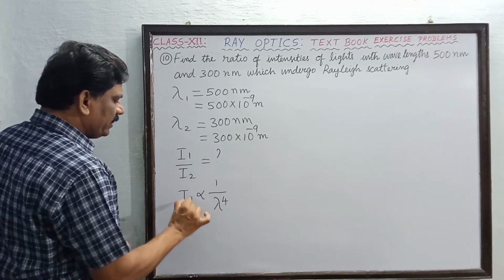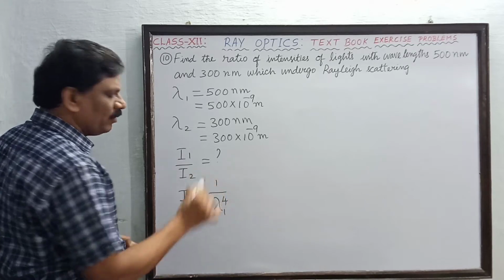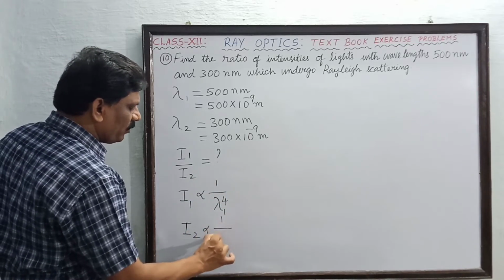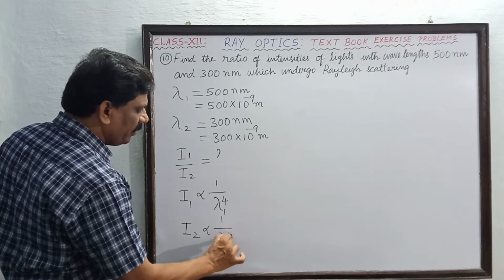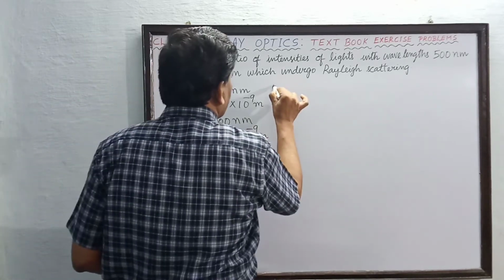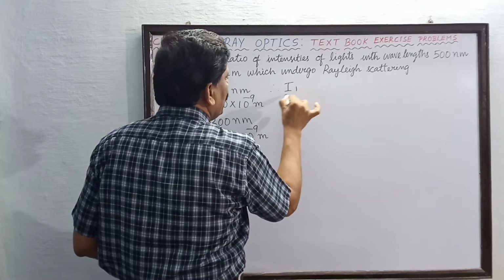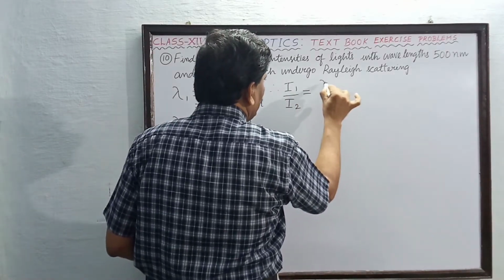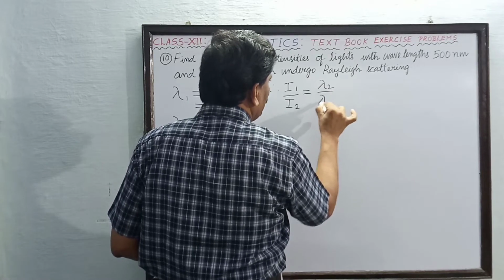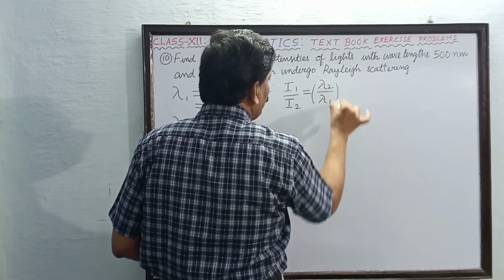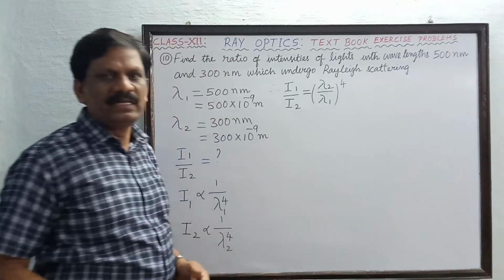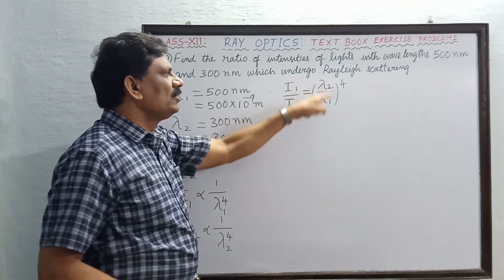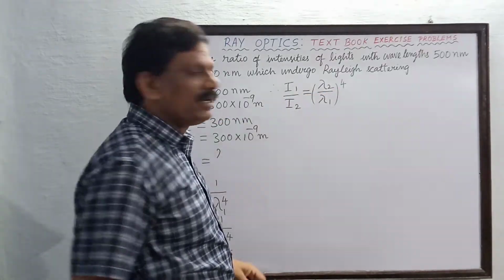So, I1 is inversely proportional to lambda 1 power 4 and I2 is inversely proportional to lambda 2 power 4. Therefore, the ratio I1 by I2 is equal to lambda 2 by lambda 1 whole power 4. Is it not? So, the ratio of the intensities is equal to lambda 2 by lambda 1 whole power 4.